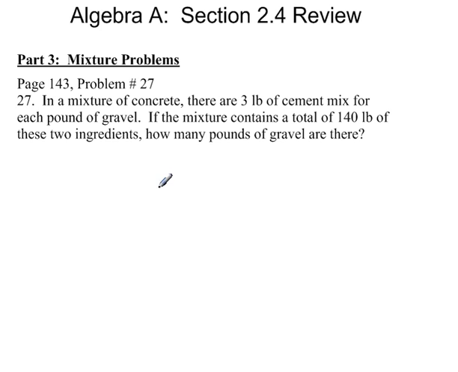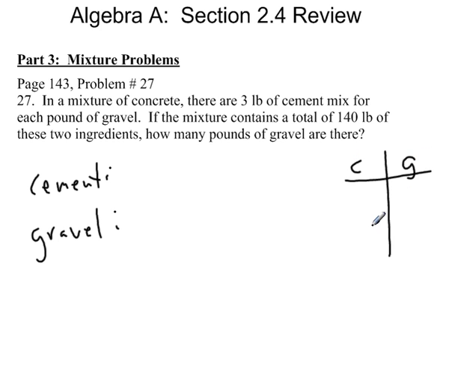The next mixture problem is number 27. In a mixture of concrete, there are 3 pounds of cement mix for each pound of gravel. So already we know that we're comparing the amount of cement to the amount of gravel in a mixture. So let's set that up, get that problem started. If there are 3 pounds of cement mix for each pound of gravel, let's think about how that works. Your cement and your gravel here.